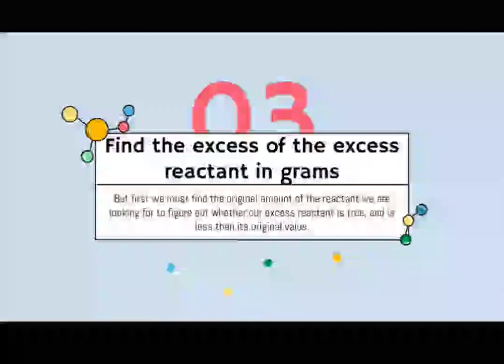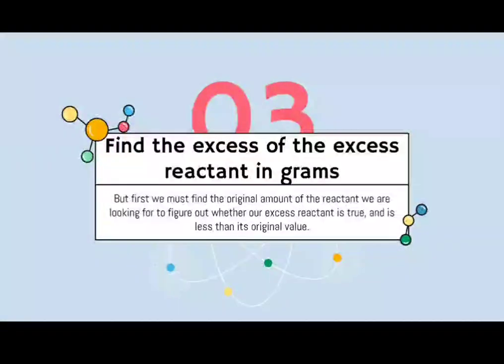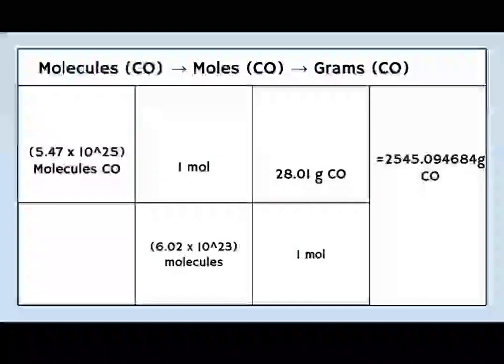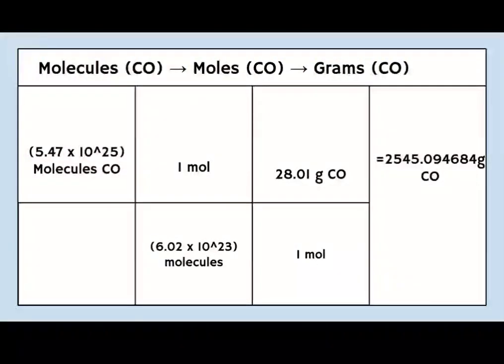Now we will be finding the excess reactant in grams, but first we must find the original amount of the reactant we are looking for, to figure out whether our excess reactant is true and is less than its original value. So we convert carbon monoxide molecules to moles of carbon monoxide to grams of carbon monoxide, because we have excess. There is more carbon monoxide than we originally need to make methanol.